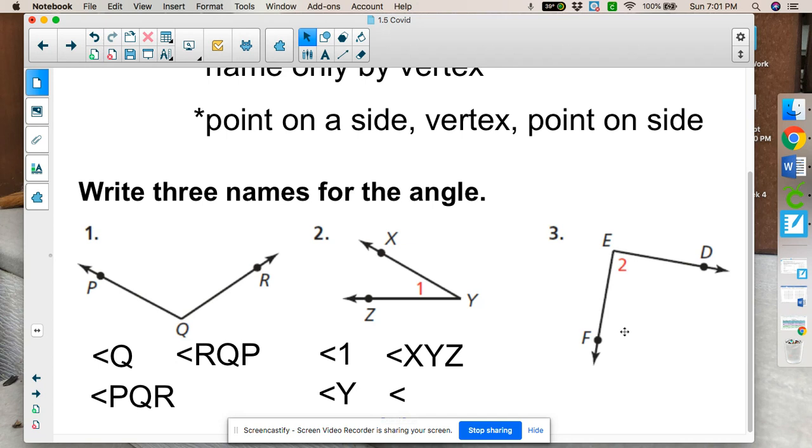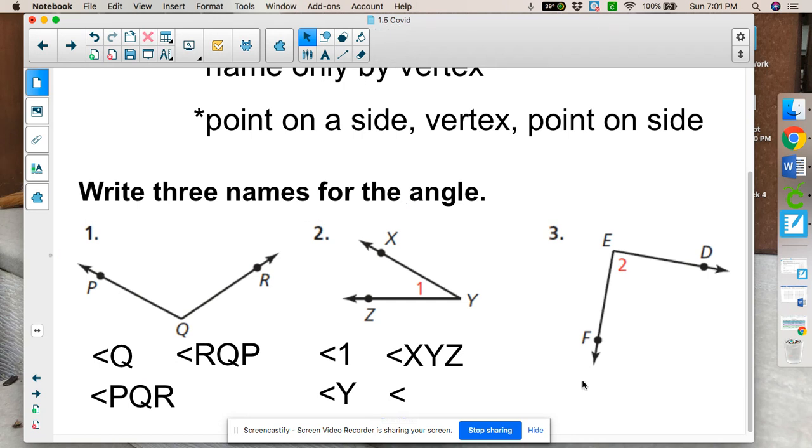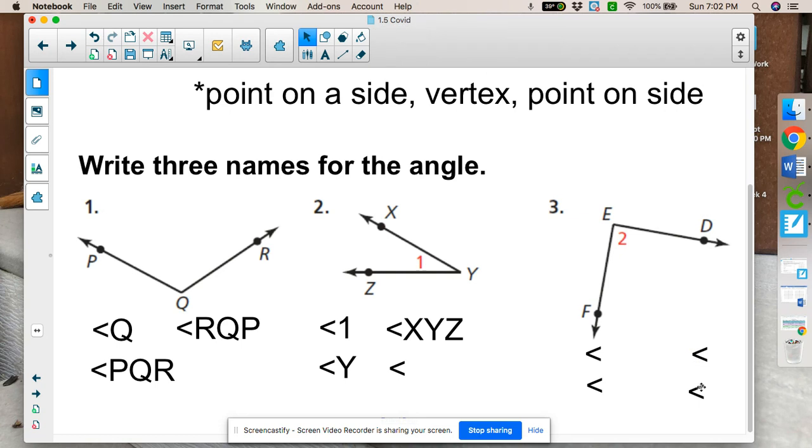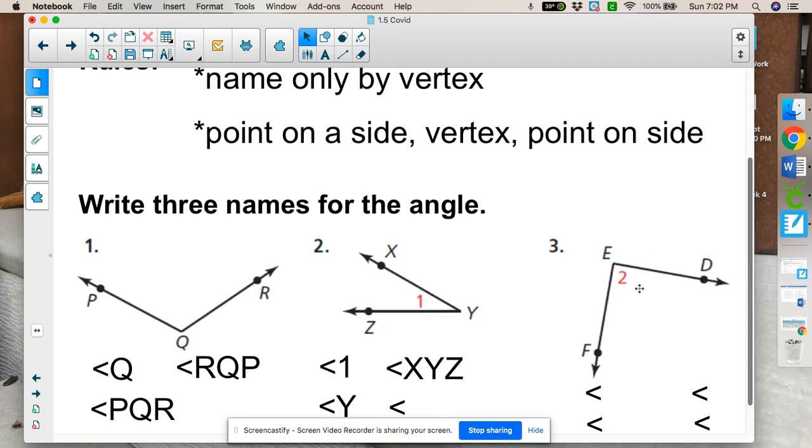For number 3, I want you to name the angle in 4 different ways. So on your notes, so that way we can look at them together when I see you on Tuesday or Wednesday, or virtually, there's going to be 4 ways that you can name this angle. I want you to write them down here. And the reason why there's 4 ways in this one compared to number 1 is because I have that little 2 in the corner there, which allows us to name this angle just angle 2, where this one did not have a number.